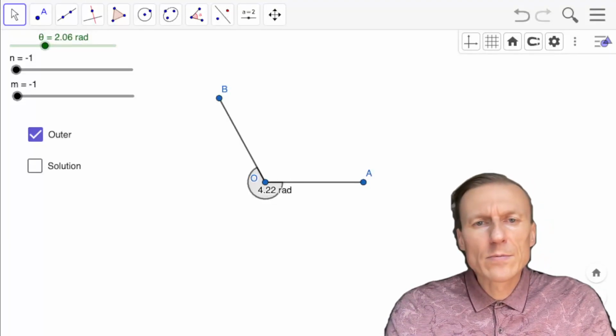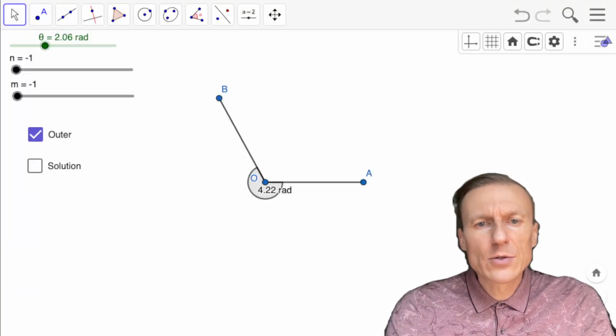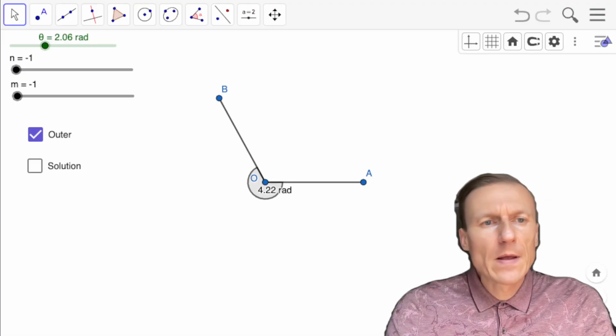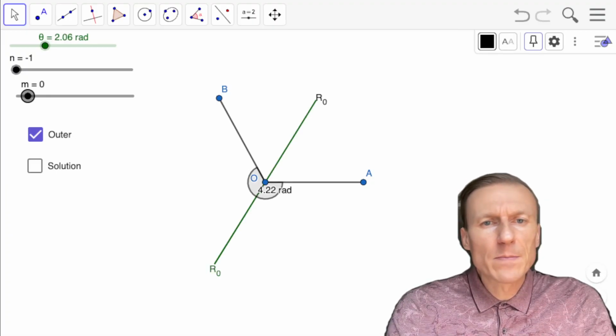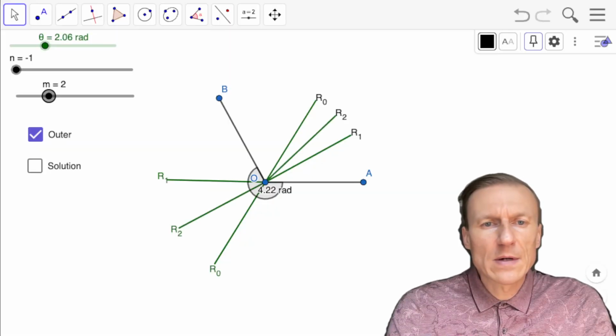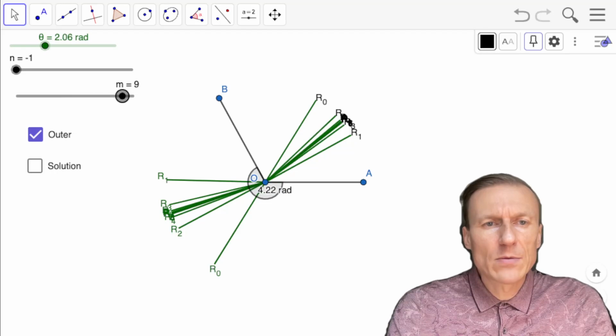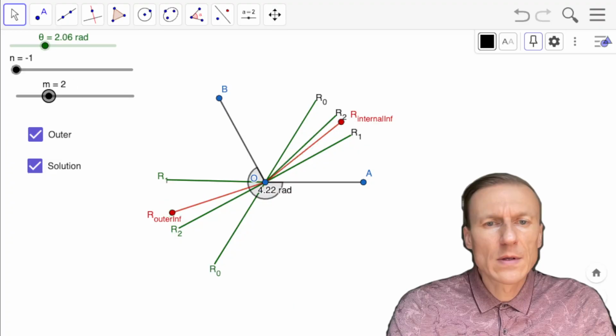Now we want to bisect the external angle, which is shown here. This angle equals 2 pi minus the original angle theta. Let me show how I do it. So this solution shows both bisections, internal and external. So first we divide the external angle by 2, then we continue division, and finally we come to some convergent solution, and I can show it here.